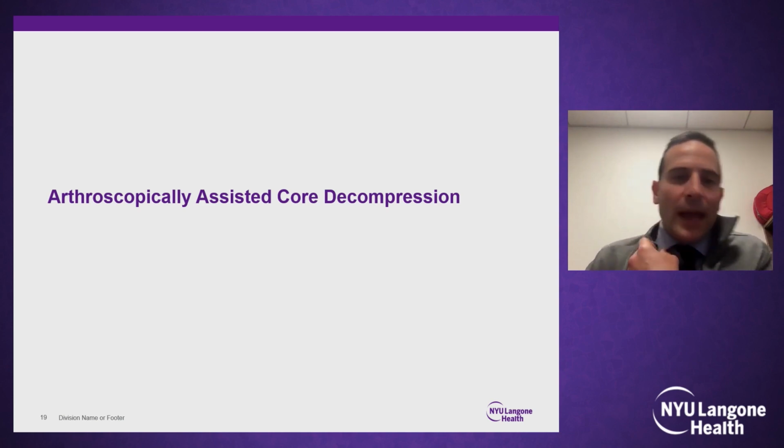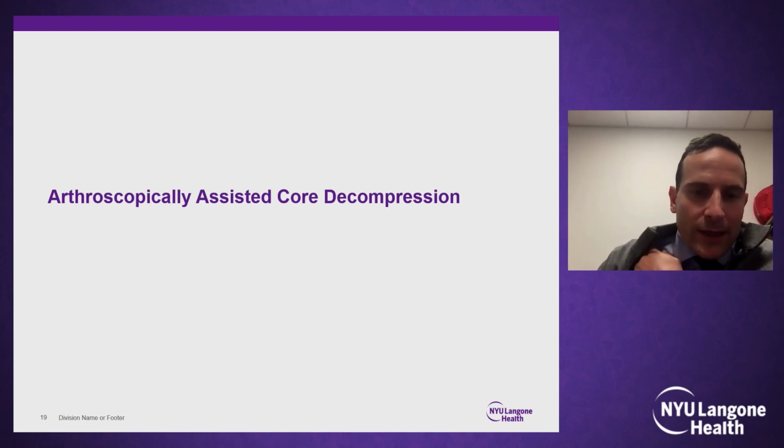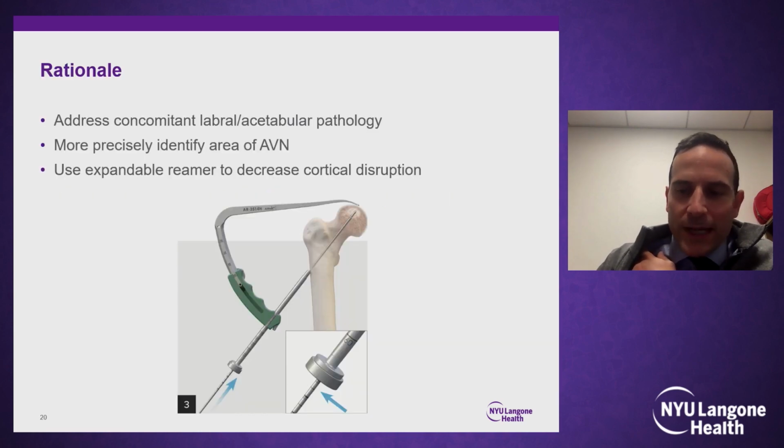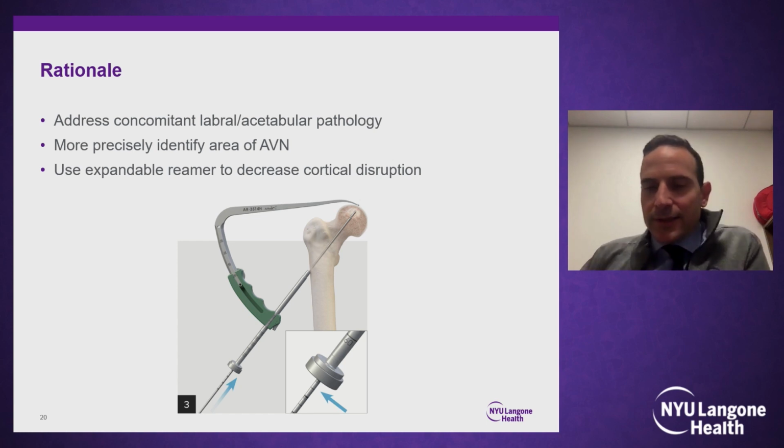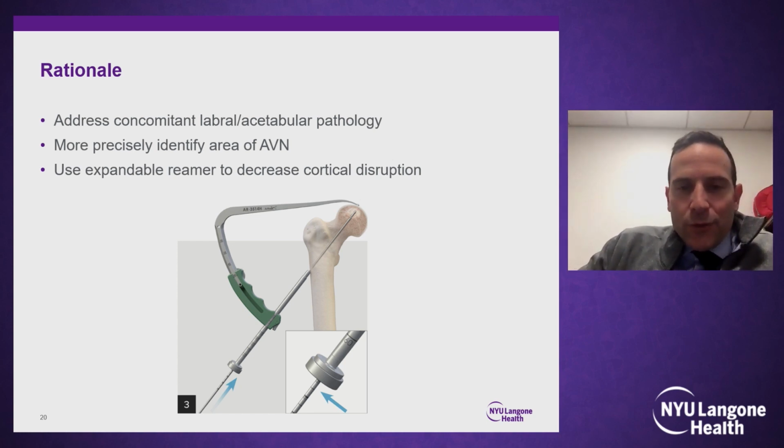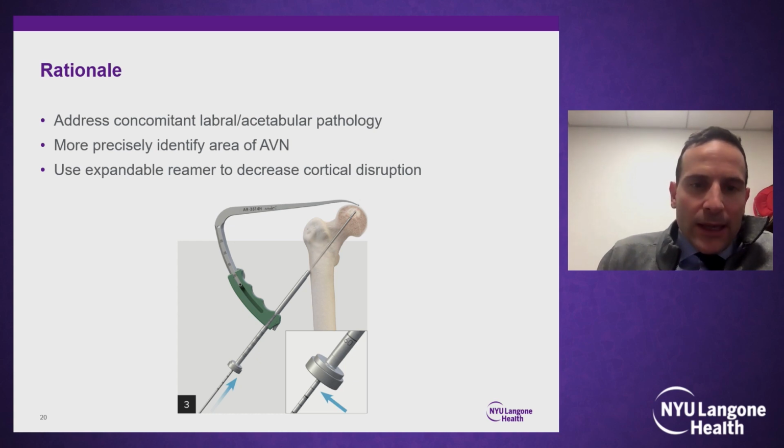So our own Dr. Youm had the idea of using some of the concepts behind arthroscopy to augment core decompression. And sometimes there are some techniques where we sort of say, well, this is triumph of technology over reason. But I do think there's a very reasonable rationale for doing arthroscopy simultaneously with a core decompression. And I think in addition to what you can do in terms of addressing concomitant labral and acetabular pathology, you really can more precisely identify that area of AVN arthroscopically, which we'll see in a second.